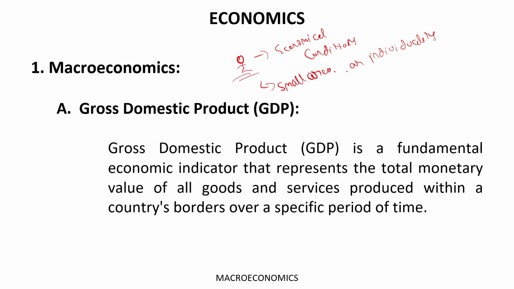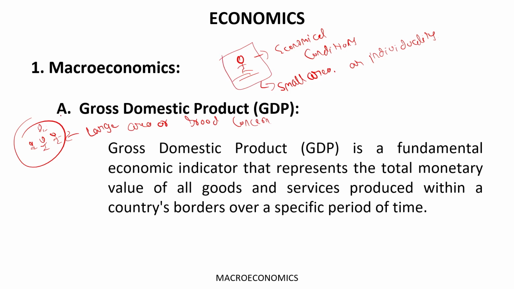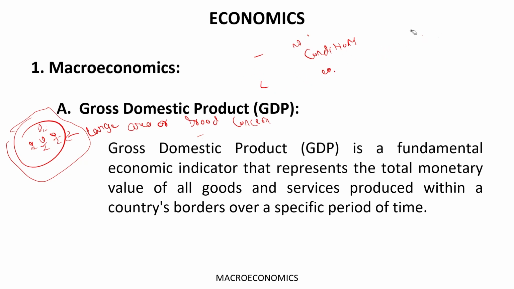But when we are talking about a group of people and their economic conditions, then it is a large area or broad concern. So in micro, you are only thinking about one individual, but in the case of macro, you are thinking about many people or a broad concern. This is the basic difference between micro and macroeconomics.